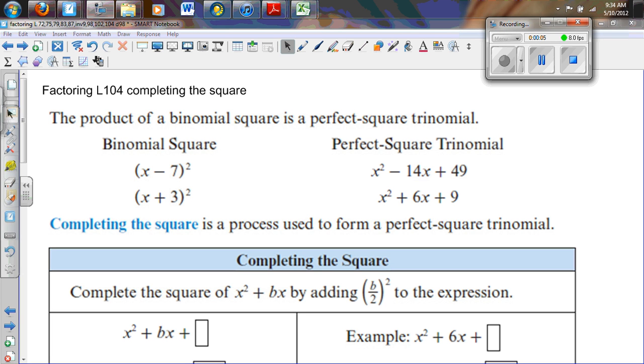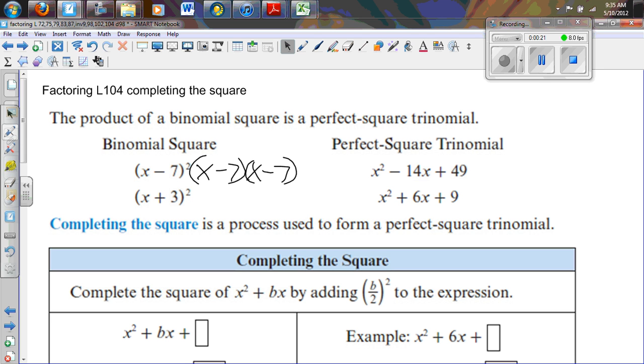Completing the square. The product of a binomial square is a perfect square trinomial. If we look at binomial squares like x minus 7 squared, we know that when we FOIL that, it's x minus 7 times x minus 7. To get that last term, we take the last terms and square them. So that's how we got this 49.